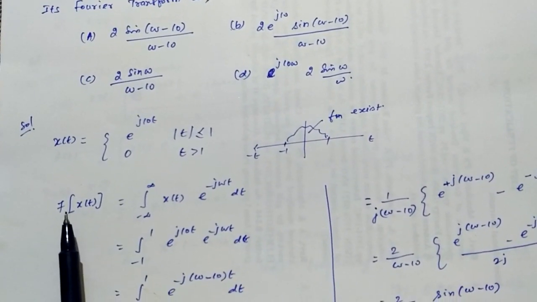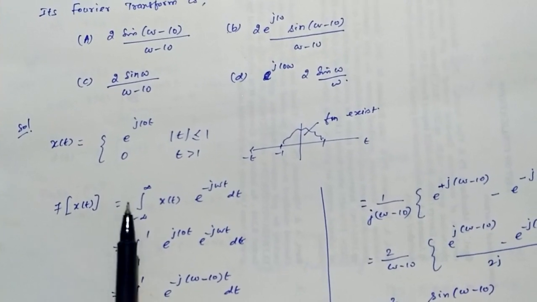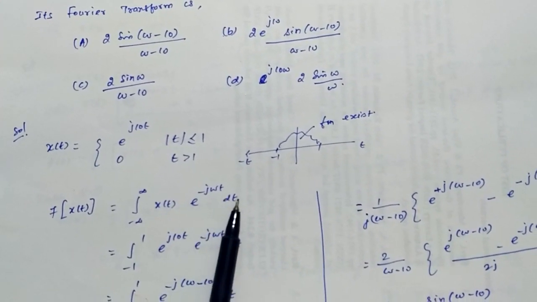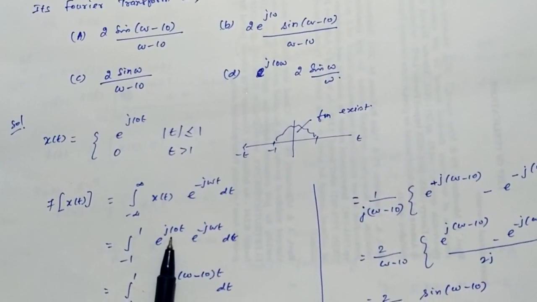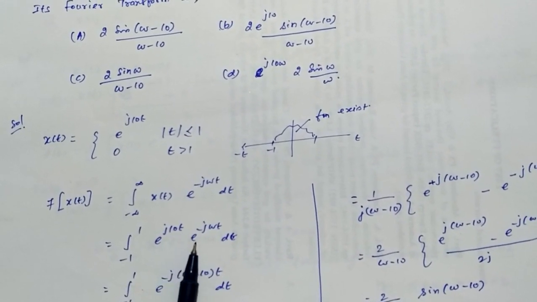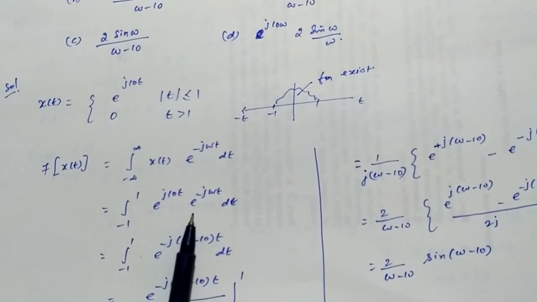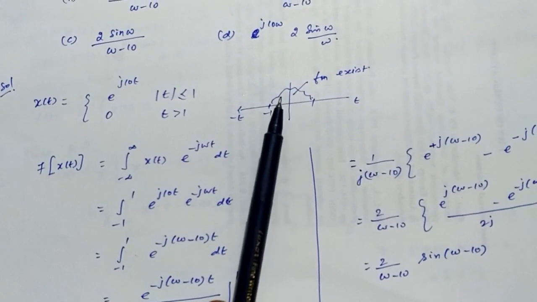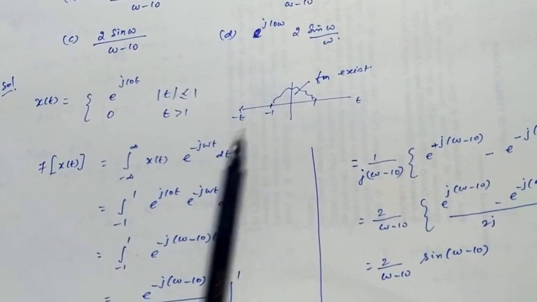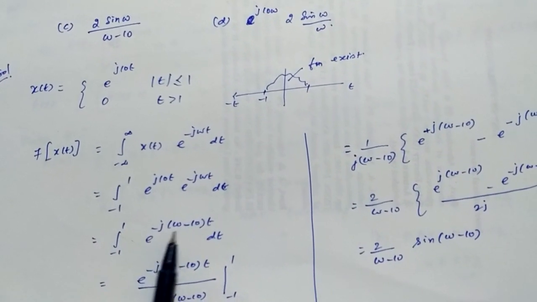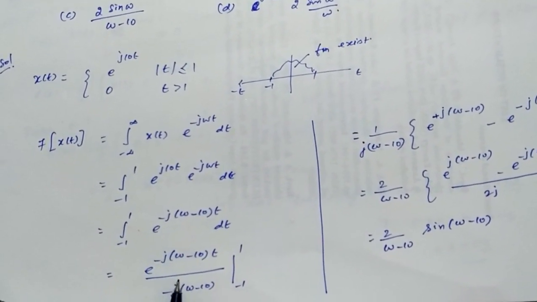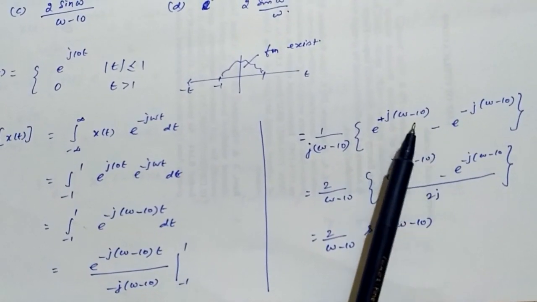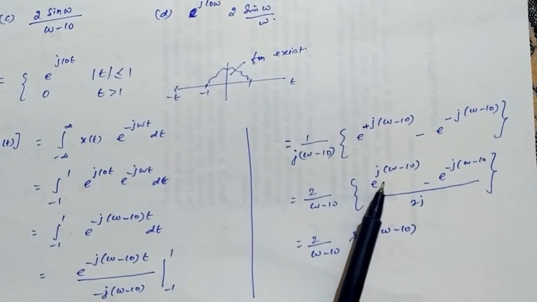As we know, the formula for the Fourier transform of any function is the integral from minus infinity to plus infinity of x of t e power minus j omega t dt. So the given function is e power j 10 t times e power minus j omega t. The limit reduces to minus 1 to plus 1, since the function exists only over this period. Combining these two terms and integrating, then substituting the upper and lower limits, we bring it to standard form.